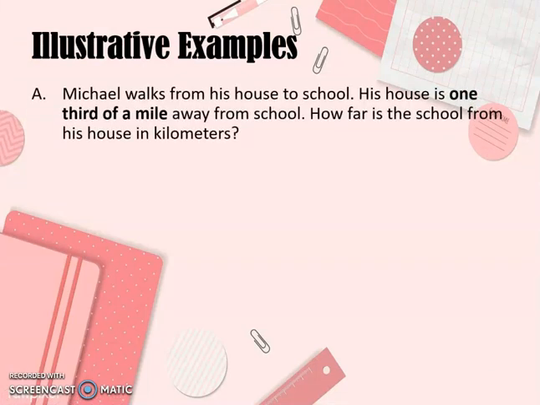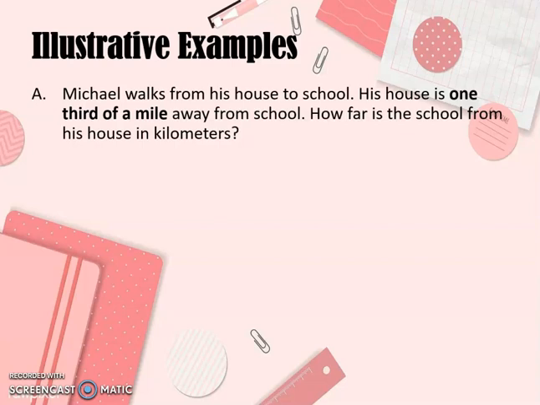So, letter A, Michael walks from his house to school. So, his house is 1/3 of a mile away from school. So, how far is the school from his house in kilometers? Okay, so si Michael kuno, let me translate it.